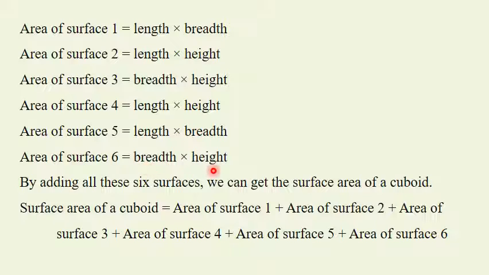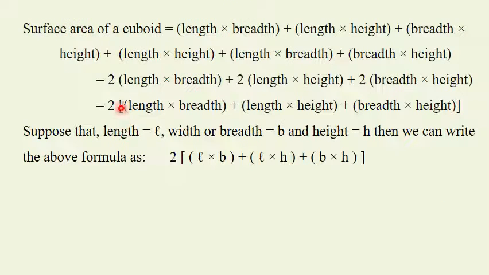So what we will do to find the surface area of a cuboid, we will add all these areas. By adding all these 6 surfaces, we can get the surface area of a cuboid. So that is equal to the area of surface number 1 plus surface number 2 and 3, 4 and so on up to the surface area of number 6. And after that we will write the formulas of these surfaces as I have told you earlier.